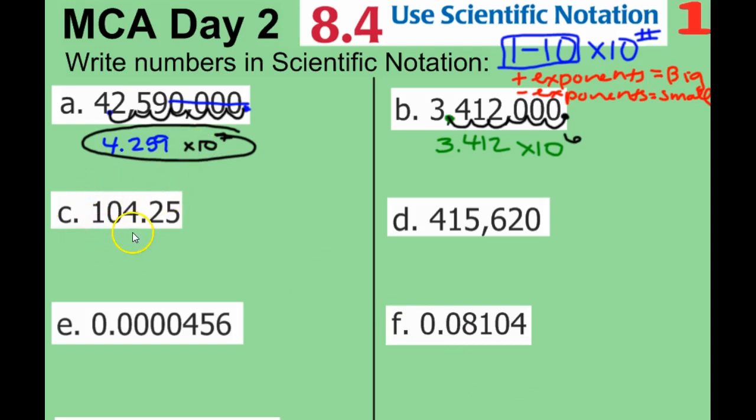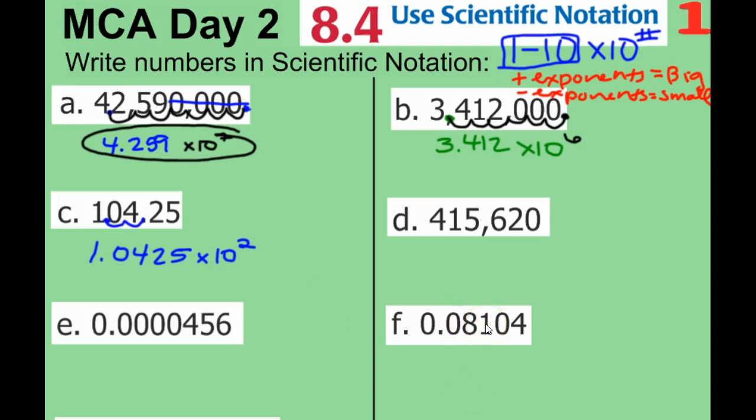This next one, 104.25, is not a number between 1 and 10. There's no zeros on the end, so there's no numbers I can leave off, but 1.0425 would be between 1 and 10, and we would need to multiply by 10 only 2 times.